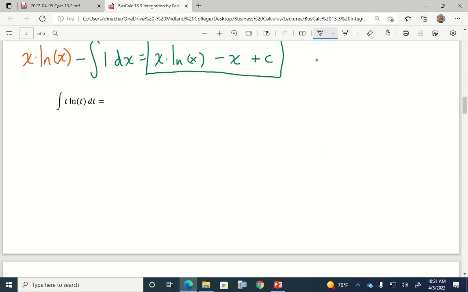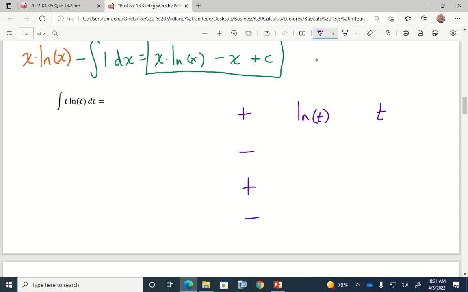This next one says antiderivative of t times natural log of t. So I'm going to make my little table again. This time I'm going to let my first part be natural log of t and my second part be t.